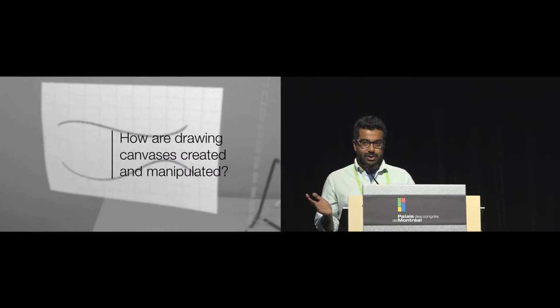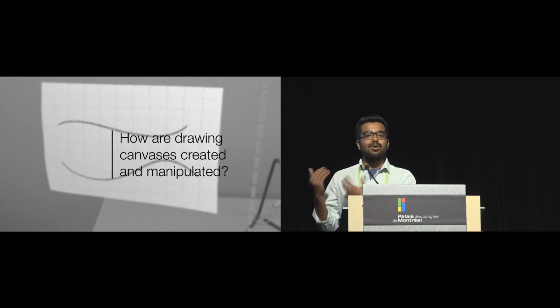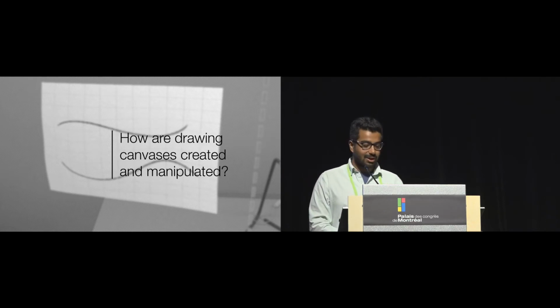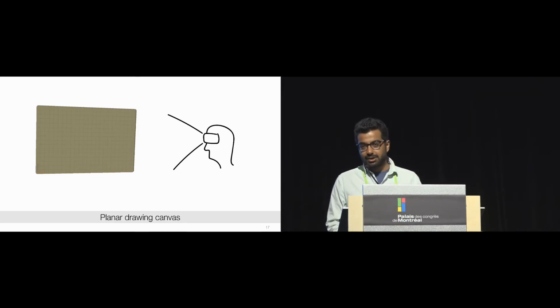Okay, so the next obvious question is, I told you earlier that you have magically existing canvases, but how do you actually create these canvases using our system? So we start with this planar drawing canvas because planar curves are very important in design sketches, even if you're drawing in 3D. So the user starts with this rectangular patch in the air, which is the same aspect ratio as his tablet, so he can draw on the tablet and see these strokes in the air.